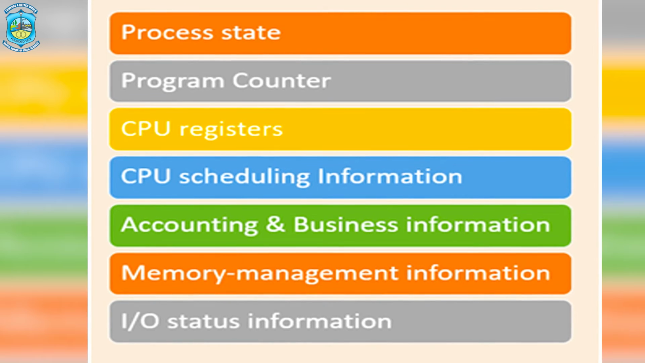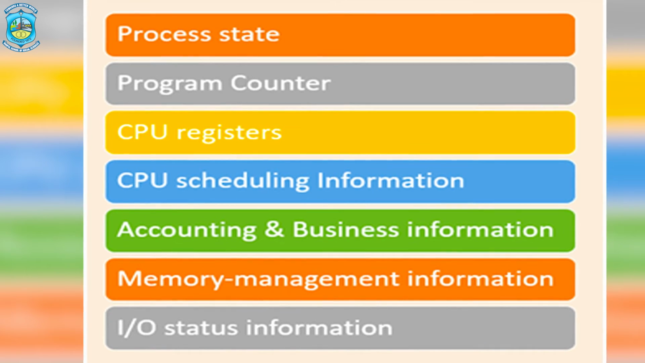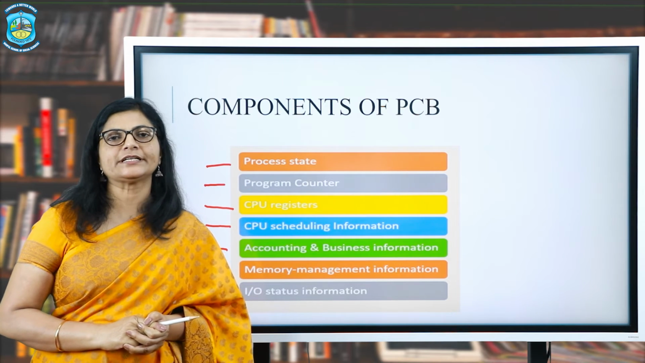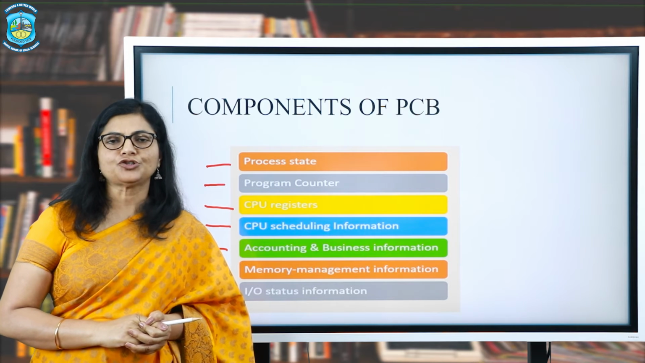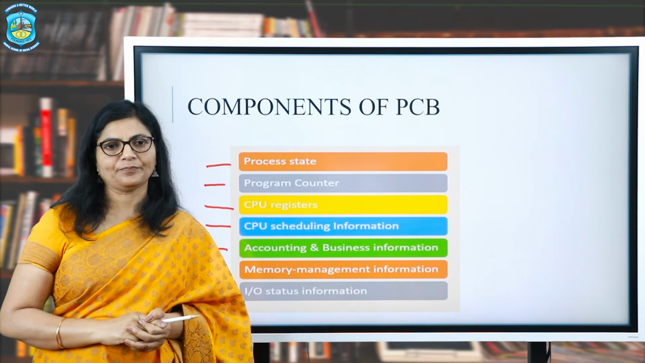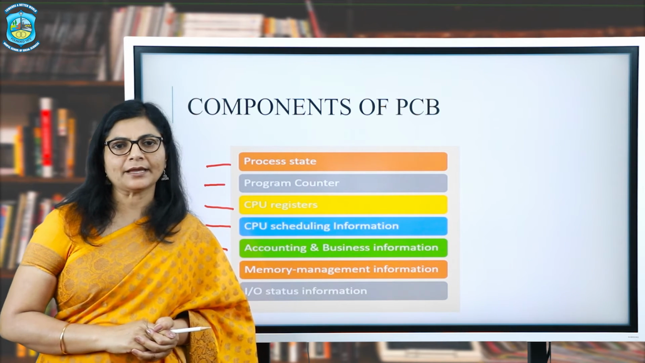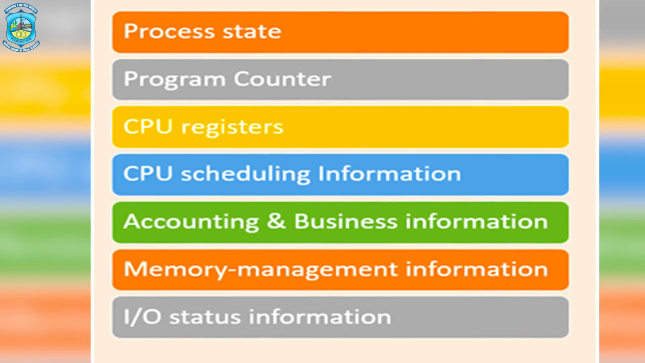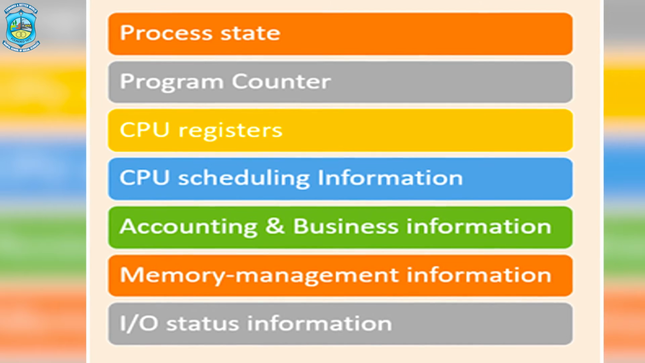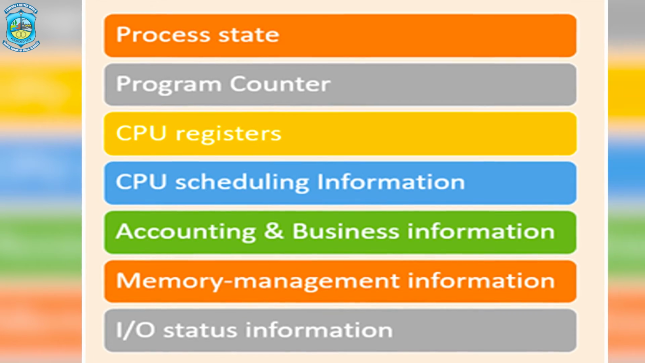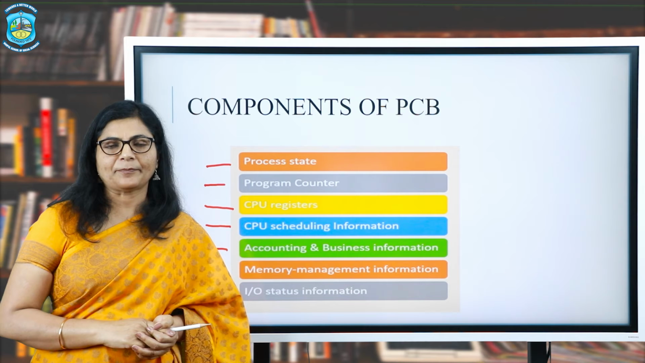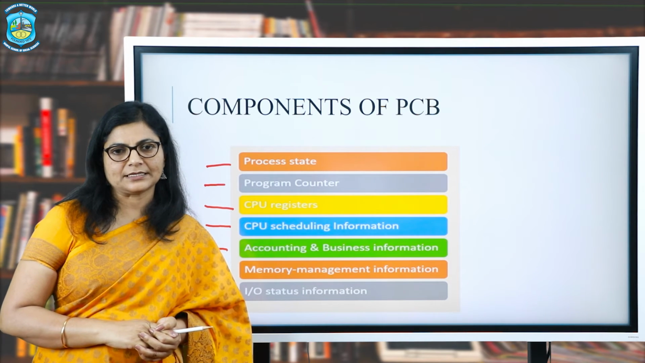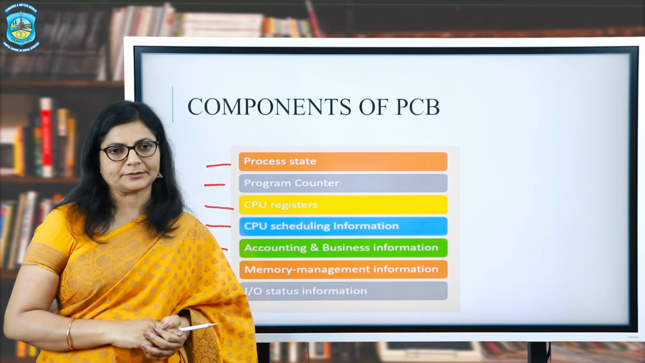The next component is accounting and business information. It includes the amount of CPU and time utilities like real time used, job or process numbers, etc. It records the actual CPU time used in executing a process. Memory management information is the component which includes the value of the base and limit registers, and the page or segment tables. This depends on the memory system which is used by the operating system.